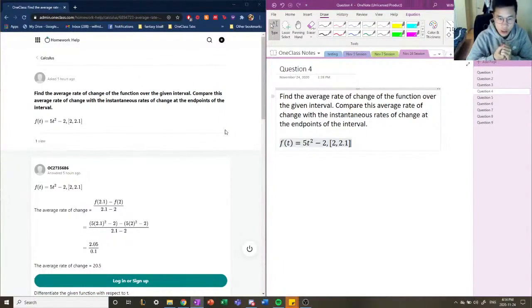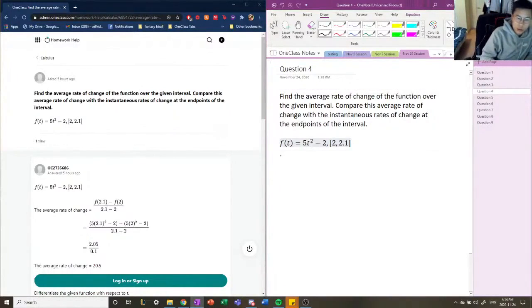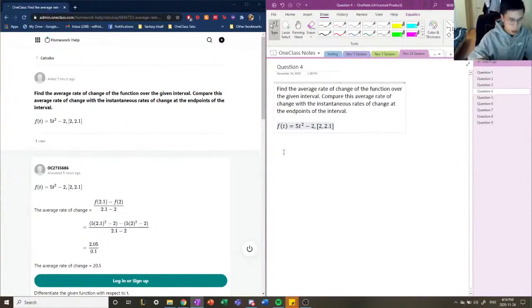So to find the average rate of change of a function, it's basically the equivalent of finding the slope of the function between those 2 points. So the slope of the line of the function. Okay. I'm going to call it AROC for average rate of change.